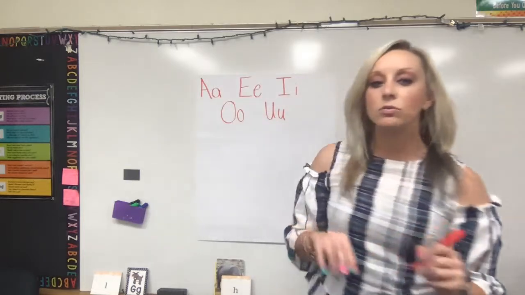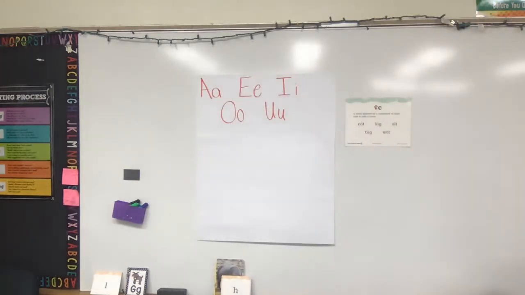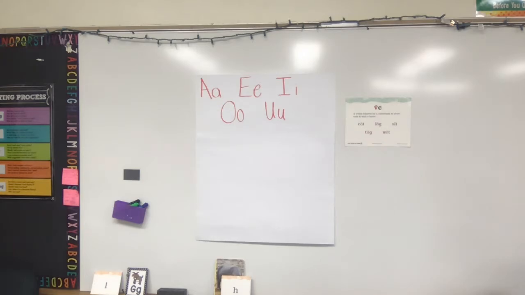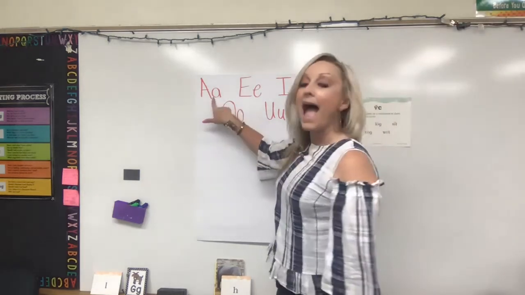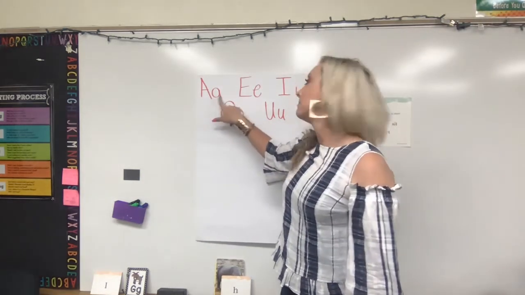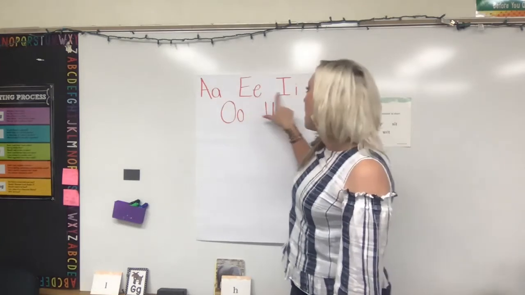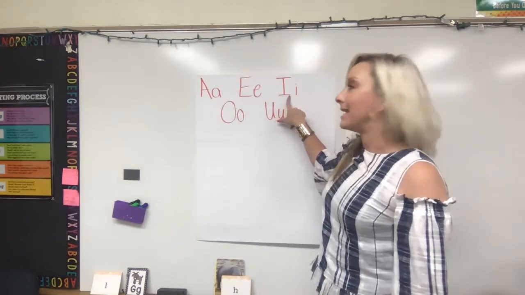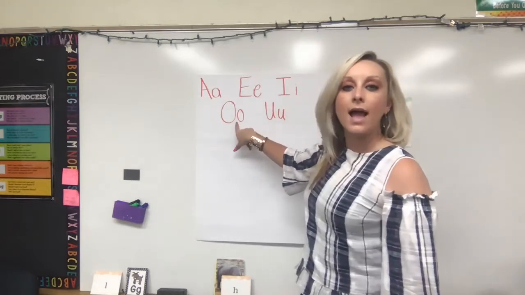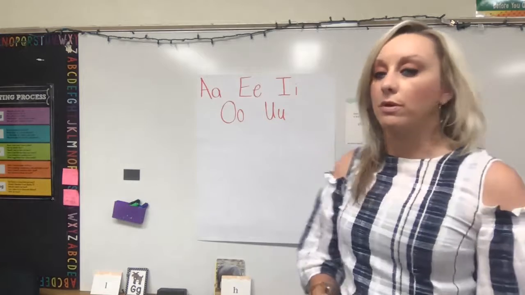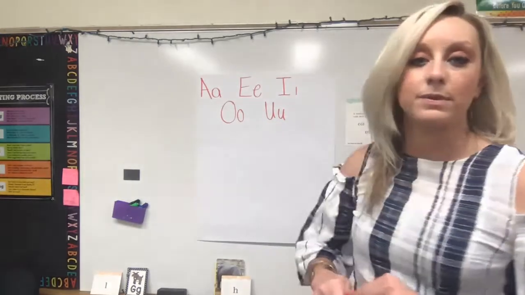Notice how Miss Elmore also wrote those in red. I wrote those in red because they are found on our alphabet strip in red because they are vowels and they have more than one sound. They can have two sounds. A can say a and a. E can say e and e. I can say i and i. O can say ah and o. U can say u and u, and we'll get to all of those when we get to that specific letter.